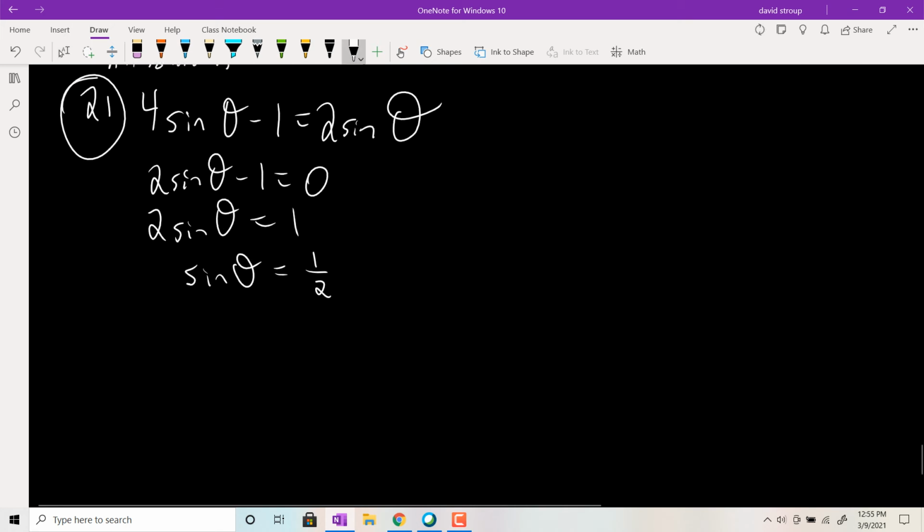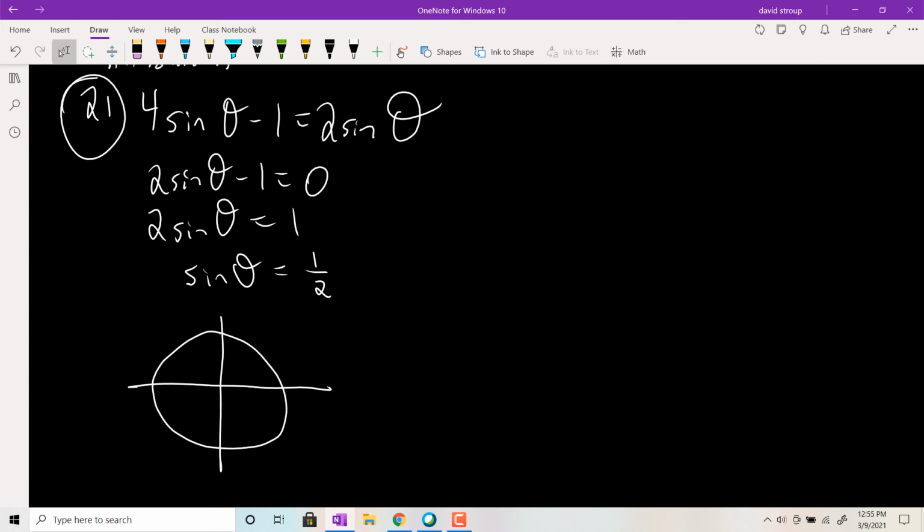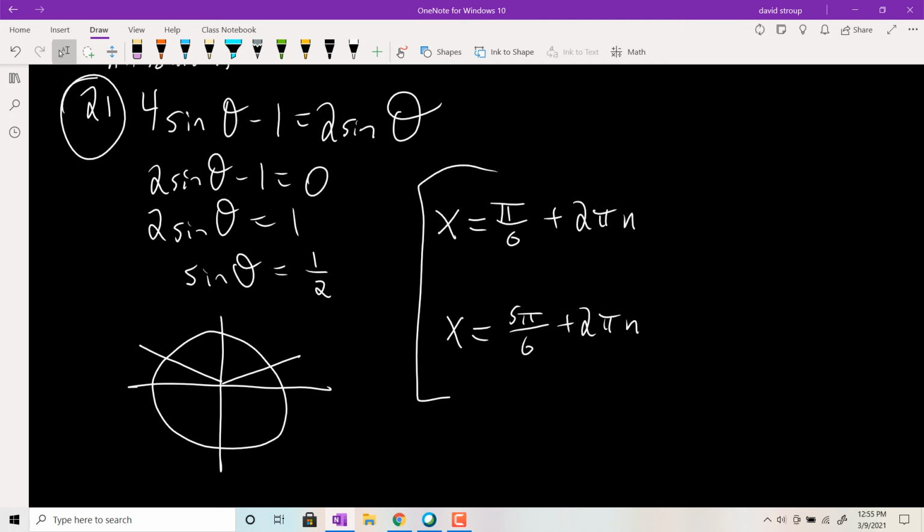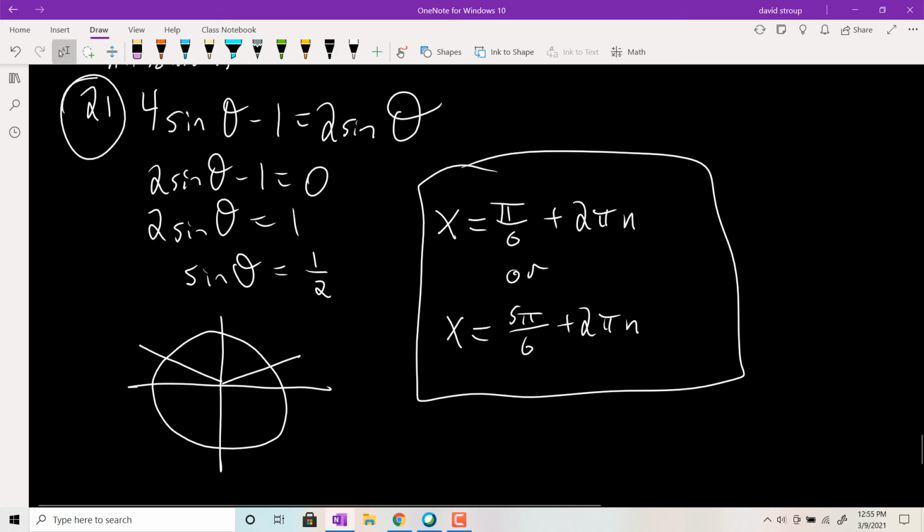Okay, so the deal with this is you get the solutions in between 0 and 2 pi, and then you tack on 2 pi n, right? So the first solution for 1/2 is pi over 6 in the first quadrant. So you'd have pi over 6 plus 2 pi n. The second set of solutions where sine is also positive is the second quadrant, so it'll be 5 pi over 6 plus 2 pi n. Okay? And then these would represent all your solutions.